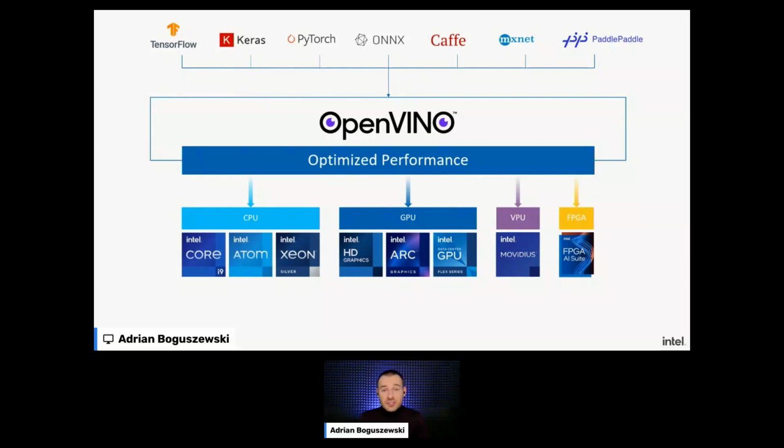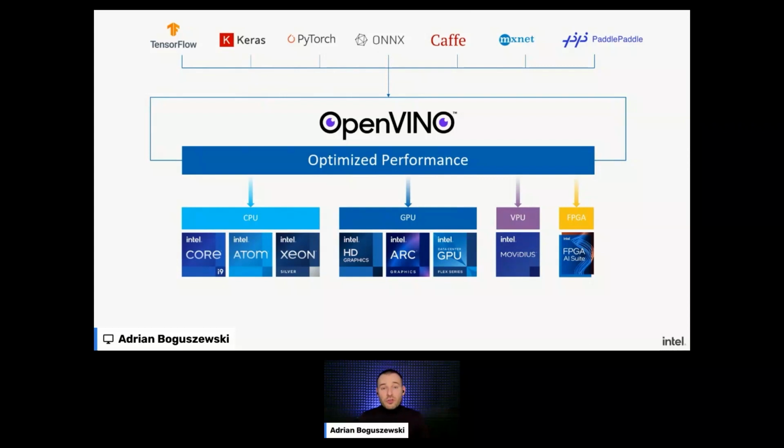Also, I mean Atom, which is a low power device. You can run also on GPU. And when I say GPU, I mean this GPU already integrated into your CPU, like Intel HD graphics or Intel UHD graphics. And also Intel discrete GPUs card we launched last year, like Flex Series or Arc Series. Maybe you heard about it.